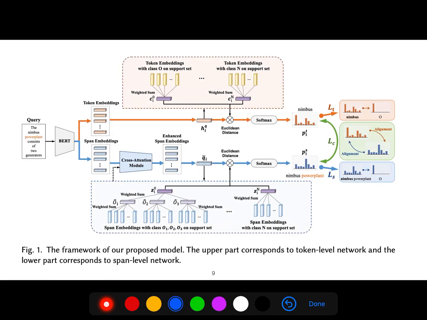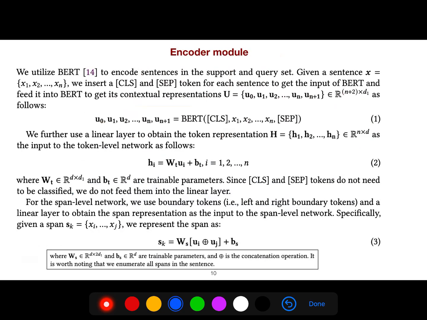So as I said, we have two paths. The first path, for example the upside path, is for token level embedding. As you see, we are embedding token by token. But in this path, first we do cross attention, and after a while we align both of these two paths in order to get a unified understanding of NER.